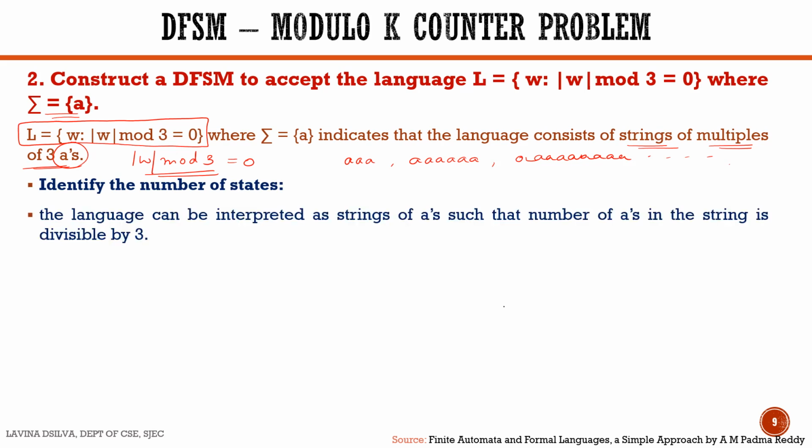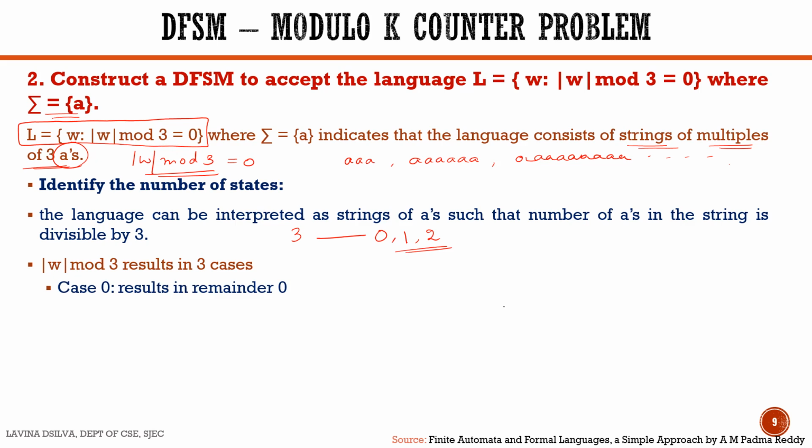Now we know that the first step in the DFSM construction is to identify the states. Since we have already seen the interpretation that this language consists of strings such that the number of a's in the string is divisible by 3, we can have 3 cases or 3 remainders. Whenever we divide any number by 3, we can have 3 remainders. It can be either 0, 1, or 2. So we take those 3 cases.